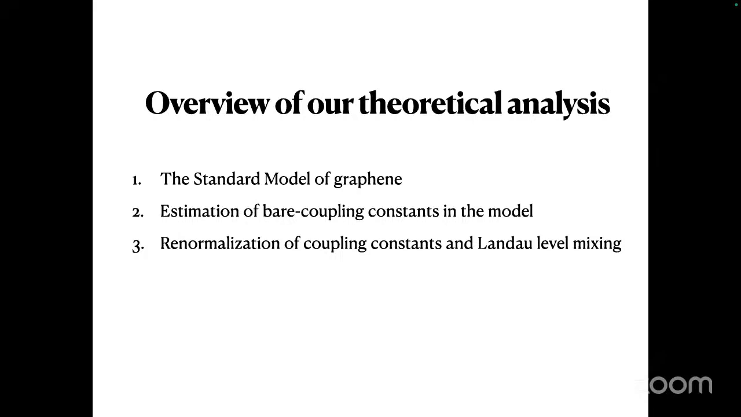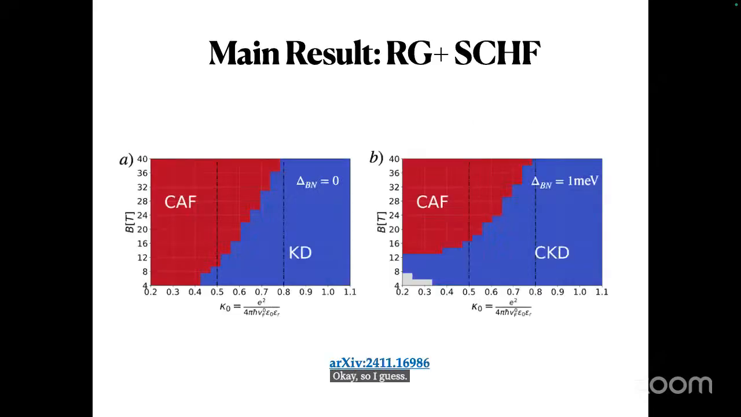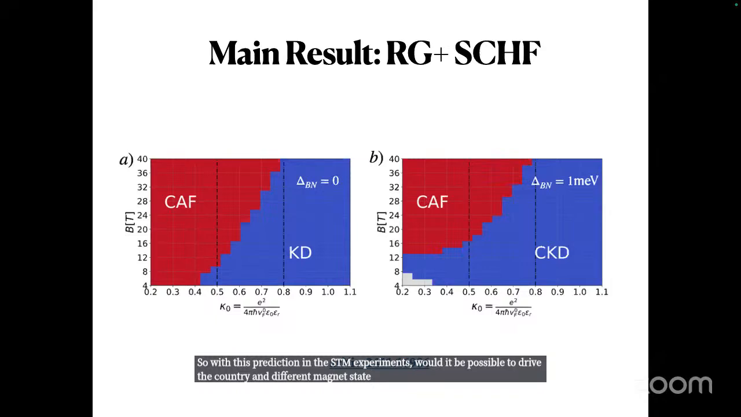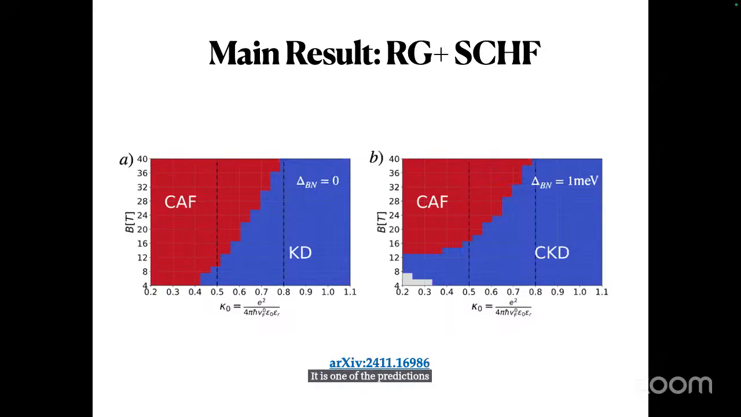With this prediction in the STM experiments, would it be possible to drive the canted antiferromagnet state with a magnetic field, to see a transition from Kekulé to canted antiferromagnet by going up in the phase diagram? Yeah, I've been talking to Ali. They just have to crank up the field to 20 Tesla, and it's very difficult for them. But it is one of the predictions that you could go up.